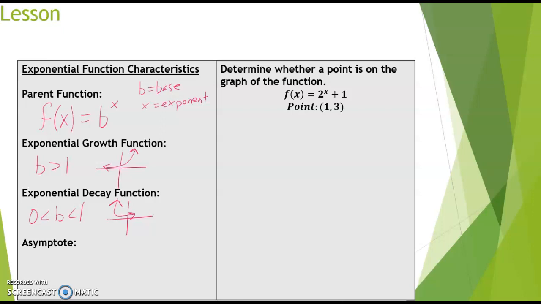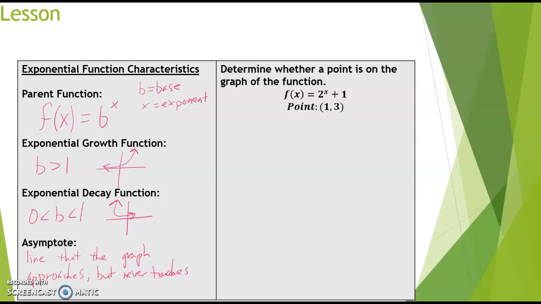And then an asymptote is where the graph approaches. So it's a line that the graph approaches but never touches. Okay, all exponentials have an asymptote, and I'll show you what that looks like on our graphing example. But first up, let's look at determine whether a point is on the graph of the function.